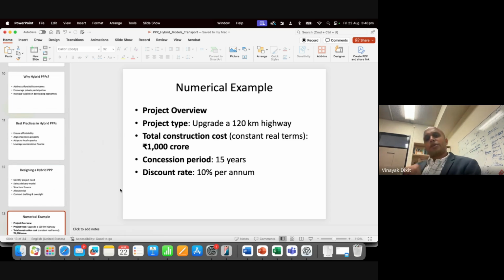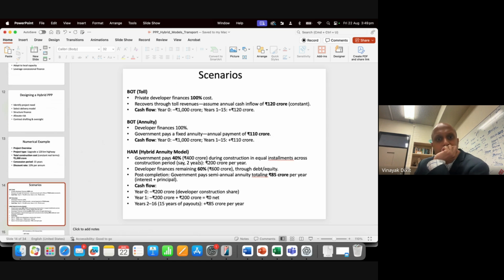So this is the project overview. There's a project of a 120-kilometer highway, total construction cost of 1,000 crores, okay? And a concession period of 15 years with a discount rate of 10% per annum. All right. Any questions on this? This is what it is.